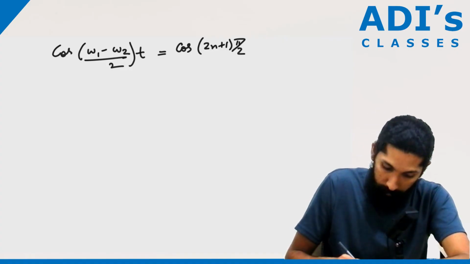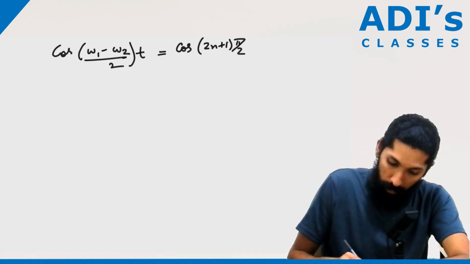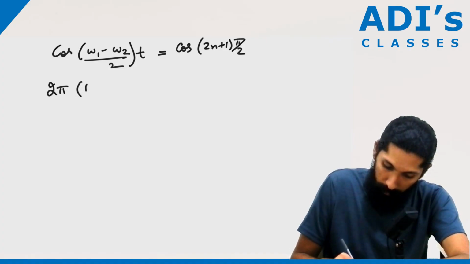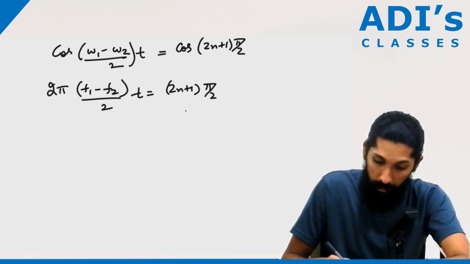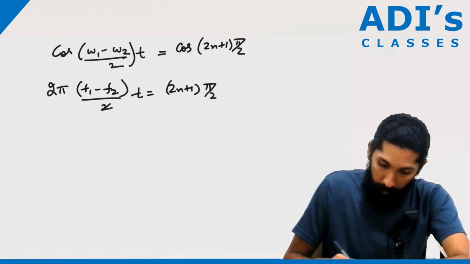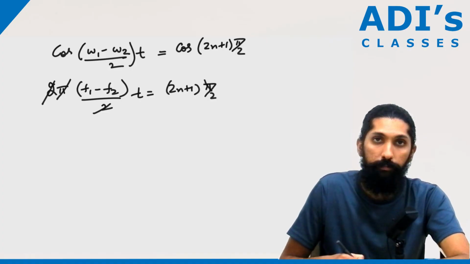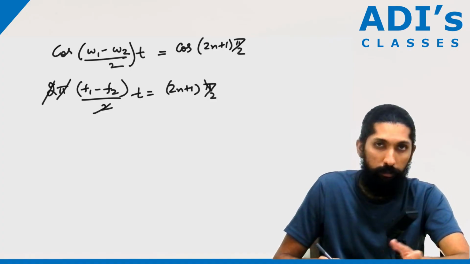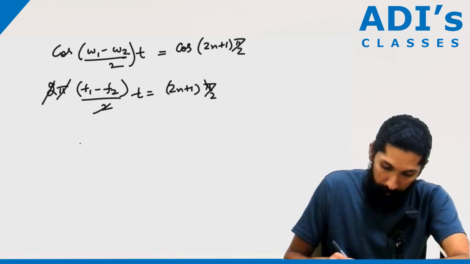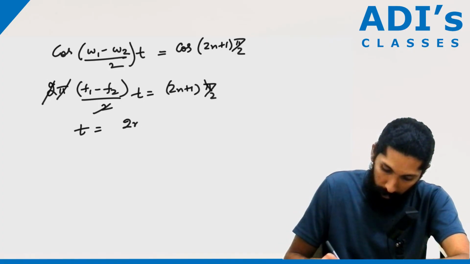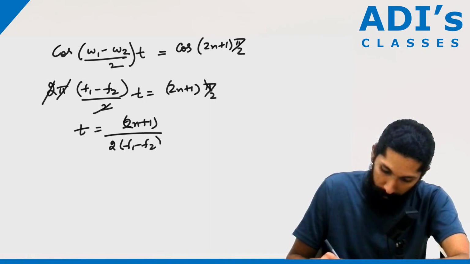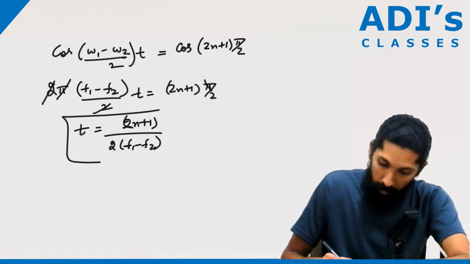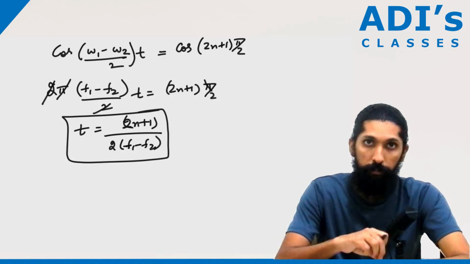Now equate both of them. Again, take omega as 2 pi f. You have 2 pi into (f1 minus f2) by 2 into t is equal to (2n plus 1) into pi by 2. Okay. Now first, 2 and 2 cancels, pi and pi cancels. Okay, you can take 2n plus 1 or 2k plus 1, doesn't make any difference. So now time t is equal to (2n plus 1) divided by 2 into (f1 minus f2). This becomes the time to get 0 displacement.